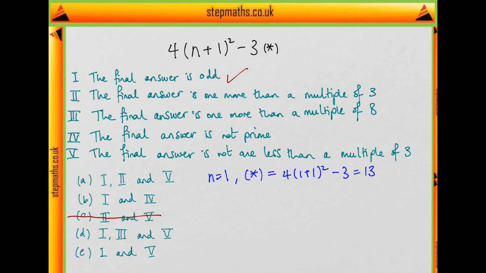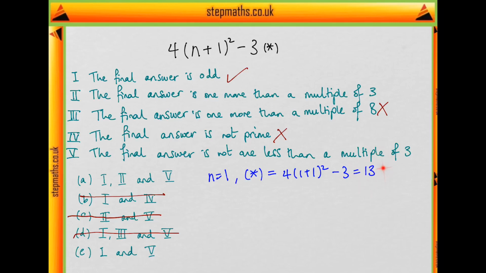Well, now we can see that 13 definitely is a prime number, so we know that statement 4 must be wrong. And also, 13 is not one more than a multiple of 8, because 12 is not a multiple of 8, so statement 3 must also be wrong. So now we can eliminate any options which use statements 3 and 4. So now for these last two, we just need to see if 2 is true for all n or not.